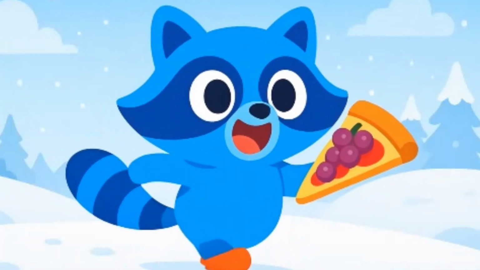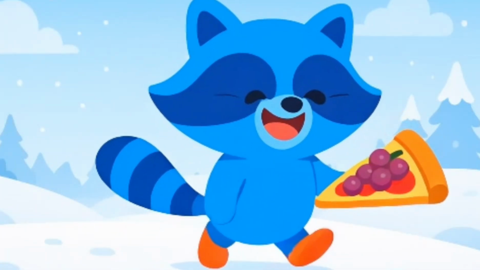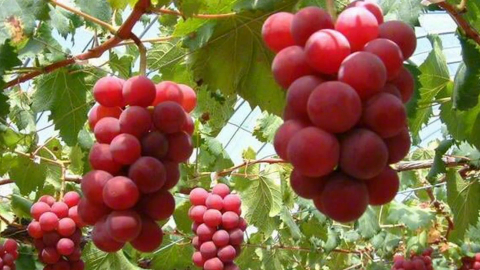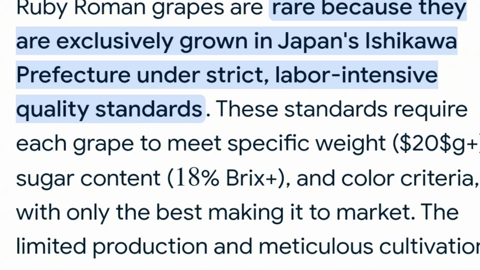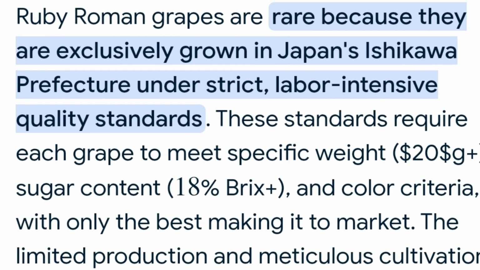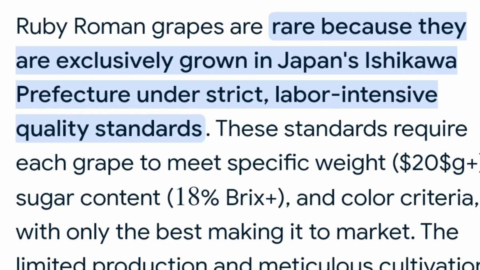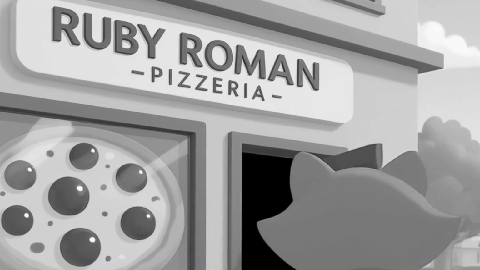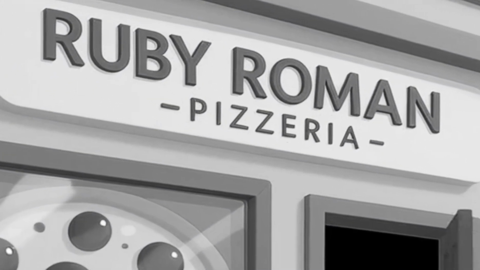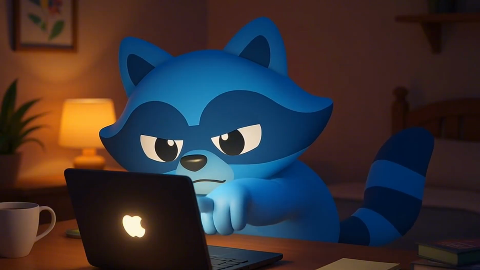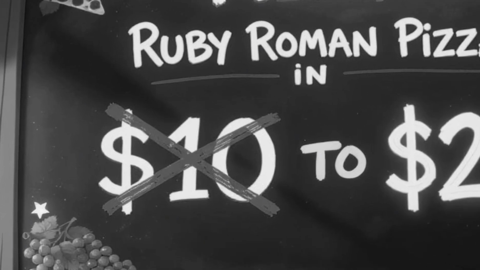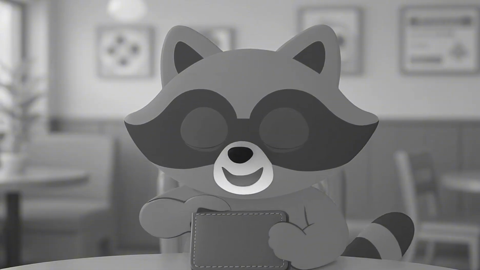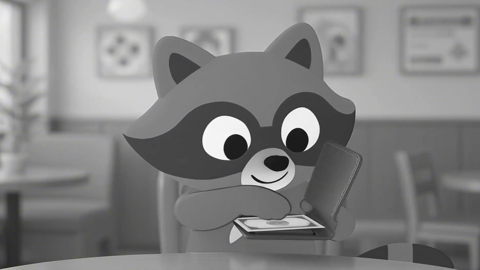Well, Ruby Roman grapes are rare, especially in winter. They're a luxury fruit from Japan that's only available in limited quantities each year. So when the temperature drops and the harvest season ends, their supply goes down and their price goes up. Now, our pizza, which uses those same grapes as a topping, depends directly on that ingredient. When the fruit becomes expensive, the pizza shop has to pay more too. That extra cost eventually gets passed to the customer.